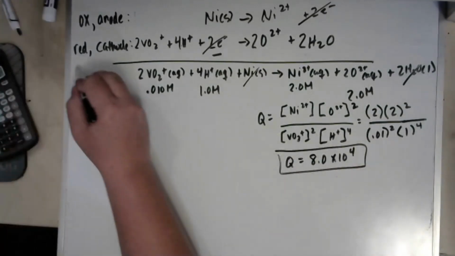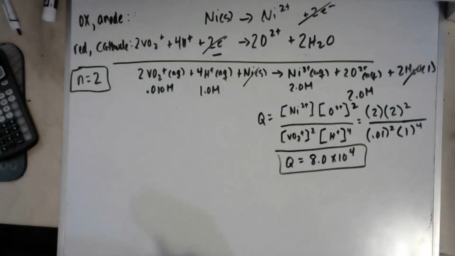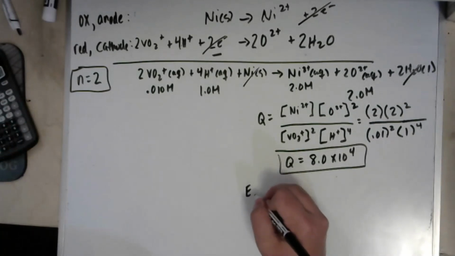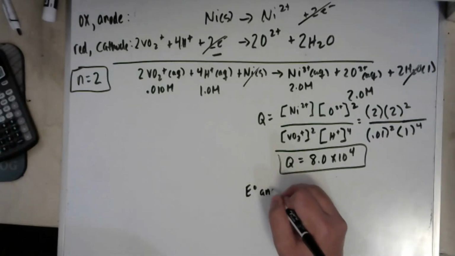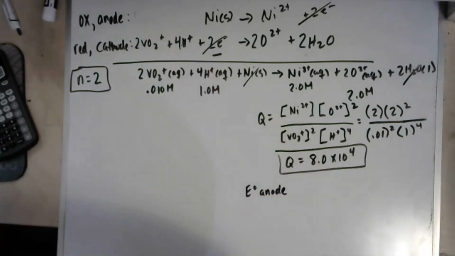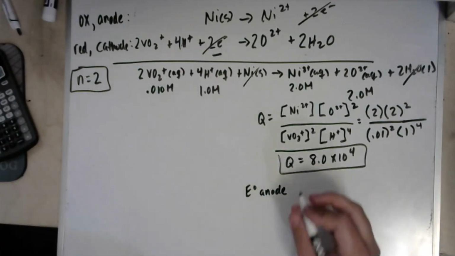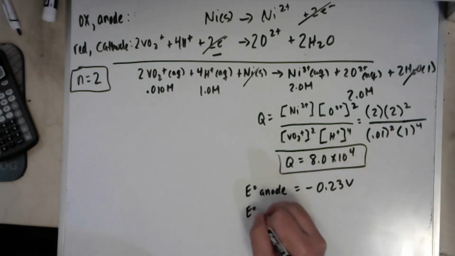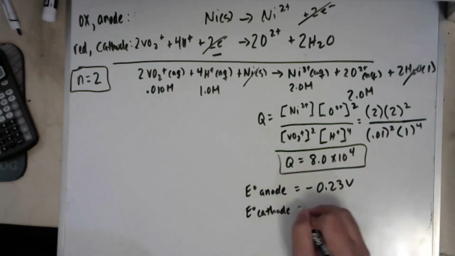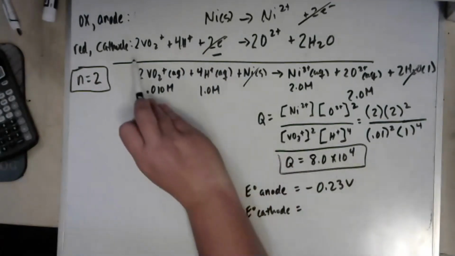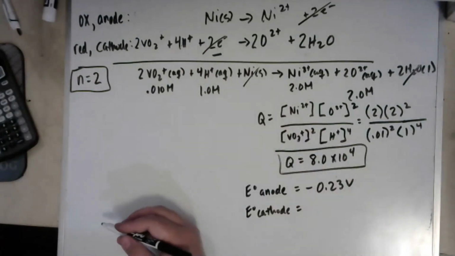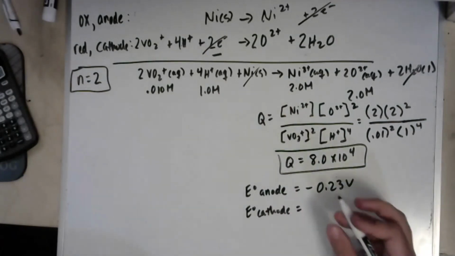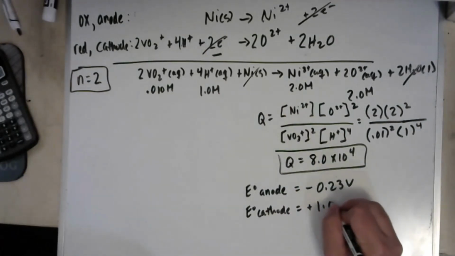All right, so we have 2 of the values that we need so far. Now we're going to look back at our standard reduction potential table, and we're going to find the E for our anode, which is our nickel. You find that in the table, and it's negative 0.23 volts. The E for our cathode is going to be the reduction potential for this mess down here. And you can find that reaction in the table, and that's going to be positive 1.00 volts.